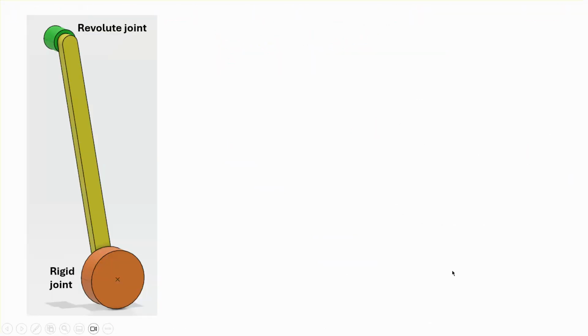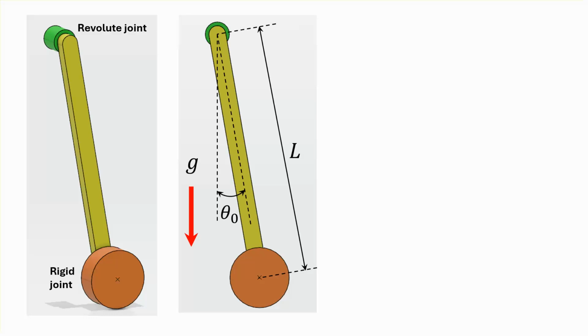So, for example, if you look at the problem that we're going to do, the top joint is going to be a revolute joint between the base and the rod, a massless rod, and the bottom joint is a rigid joint between a big blob of mass and the massless rod. Now, if you look at this from the front, and the length of the rod is L, and you tilt the bob by angle theta naught and just let it go, due to gravity, assuming there are no frictional losses, it's going to oscillate forever about that vertical position.